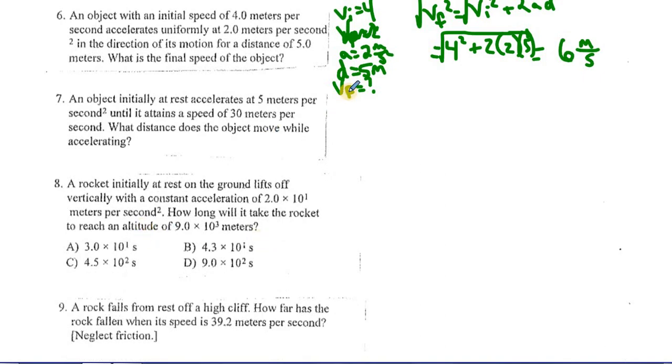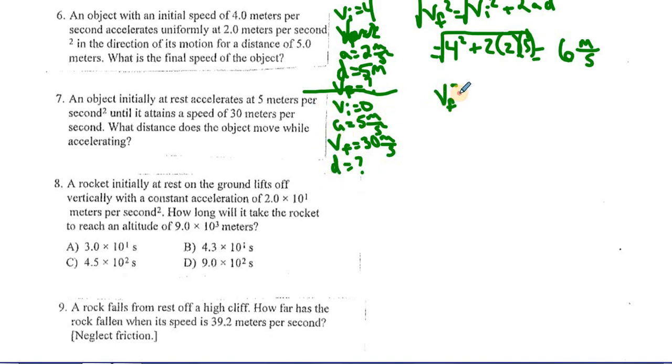So 7, it says an object initially at rest, so that is an initial velocity of 0. I'm just going to put a line in here. It accelerates at a rate of 5 meters per second squared and attains a speed of 30 meters per second. So VF is 30 meters per second. Okay. What distance does the object move? Once again, notice that we do not have time.